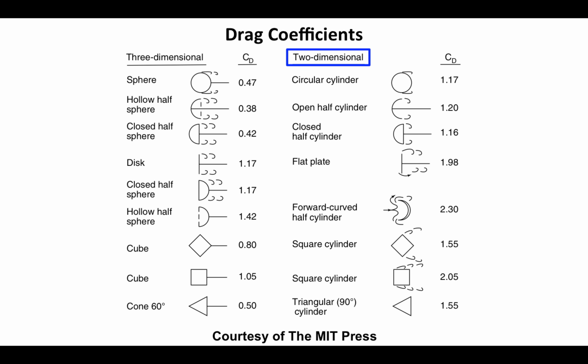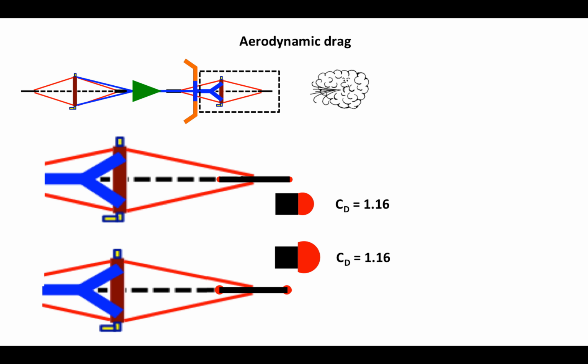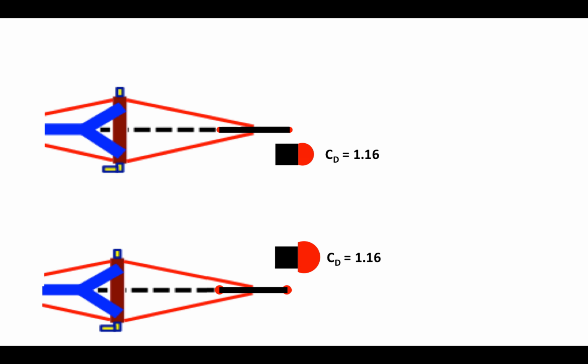Once again, consulting Dave Wilson's book, Bicycle Science, we can look at some drag coefficients in two dimensions. This one here is a closed half cylinder with a drag coefficient of 1.16. Now, obviously, if I turn that graphic for the half cylinder around, I have the same thing, but now it looks like my graphic. And I have inserted the values for the drag coefficients. And let's move them apart to create a little bit more room.